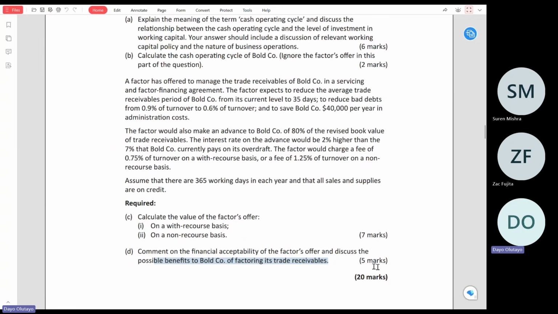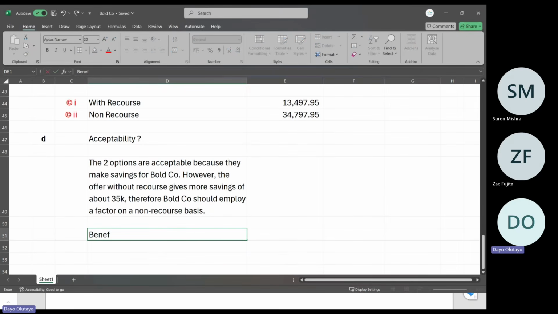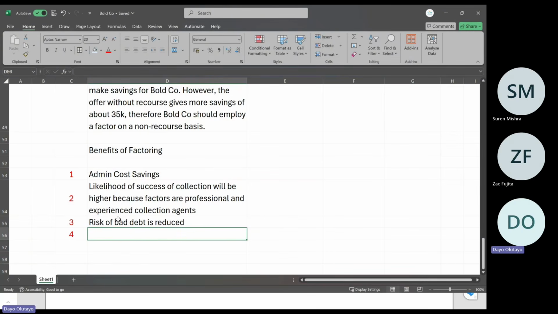But that will not earn us 5 marks because we need to talk about the benefit of factoring. So which is the last part of this question, benefits of factoring. What would both co benefit from factoring? So the number 4 that I'm going to take is the fact that both co's management can focus on strategic issues.